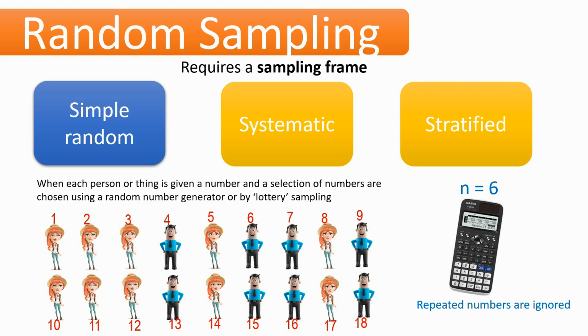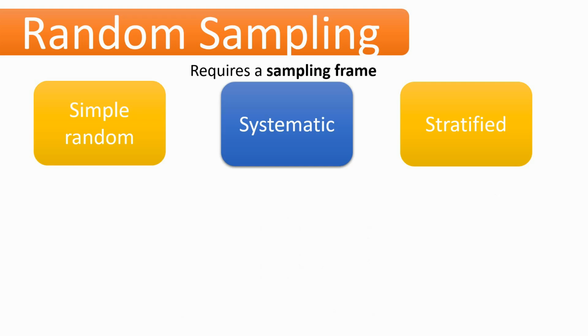And you press random number. If it was number 5, you take the information from number 5. If your next number is 16, you go and ask 16 what their information is. If you've got a 5 again, you'd ignore it. But you keep going until you've got the sample size that you want. Like it says at the bottom there, repeated numbers are ignored.